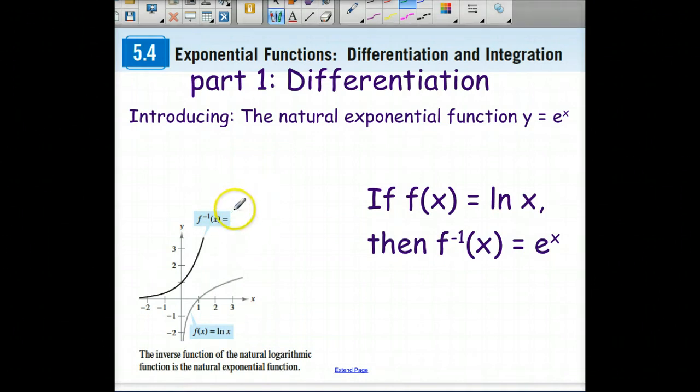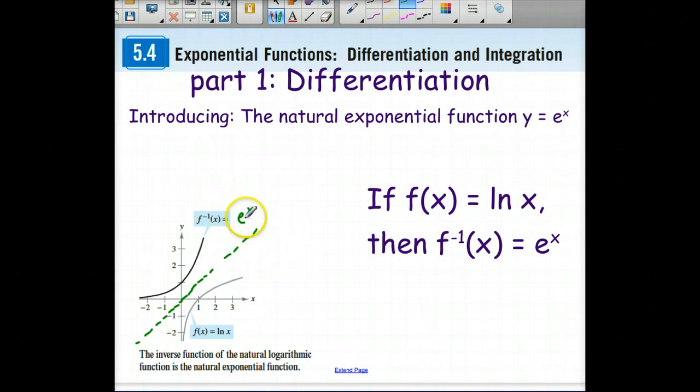So, first of all, let's look at the function natural log of x. Here's the graph. It looks like it's strictly monotonic, and so it must have an inverse. So if you project that, we've got the line y equals x, and you reflect it over the line y equals x, we've got this inverse function. Well, this inverse function is called the natural exponential function. It's y equals e to the x.